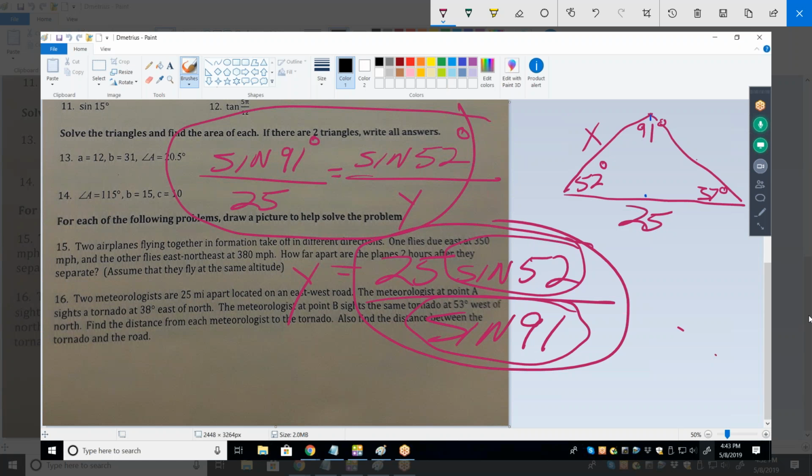No, 19.7. Okay, so that's 19.7. That's how far the second meteorologist is from the tornado, right there. Okay? Now let's figure out the first one.